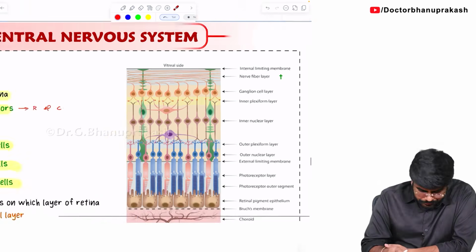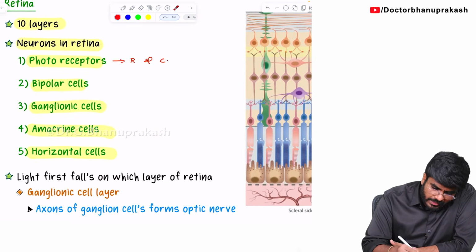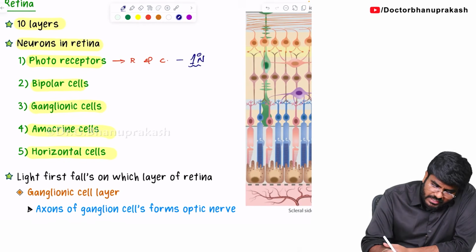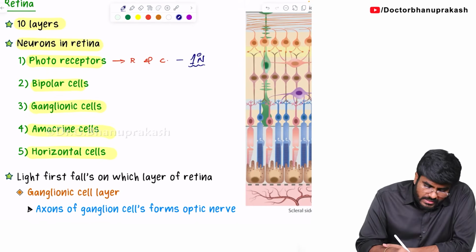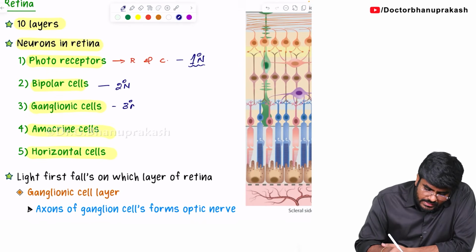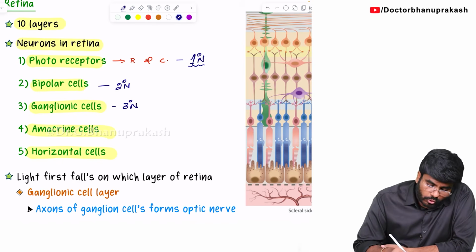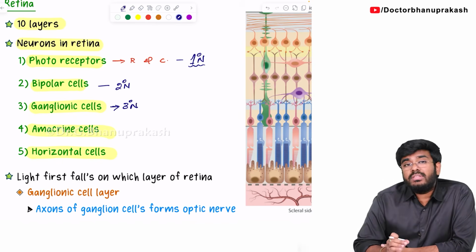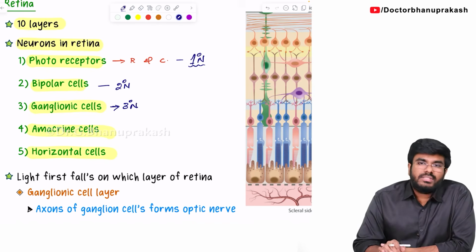Okay. So let me write important points here. The photoreceptor layer are considered as the first order neurons because they are the ones which are first activated. And bipolar cells are considered as the second order neurons. And ganglionic cells are considered as the third order neurons. And I have told you who is the output cells. Okay, who is giving the information out of the retina? It is the ganglionic cell layer.